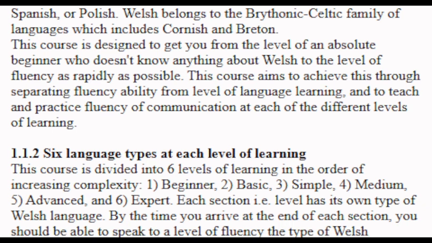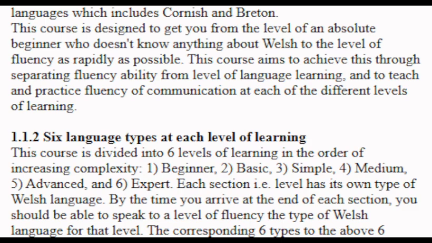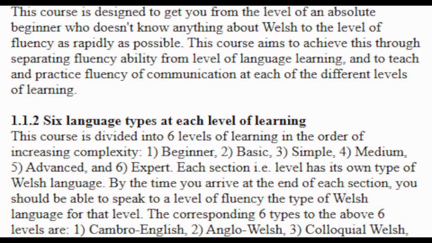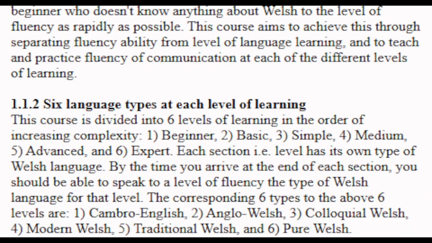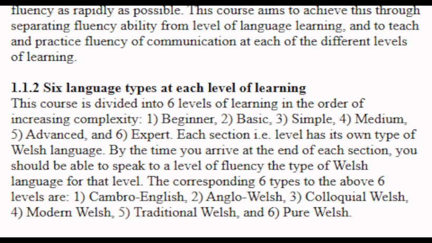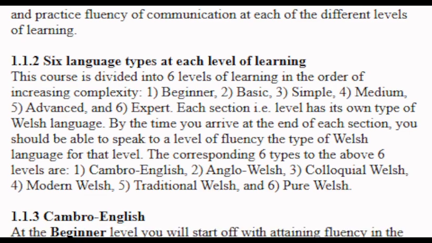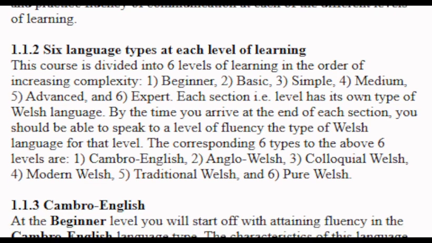6 language types at each level of learning. This course is divided into 6 levels of learning in the order of increasing complexity: 1 beginner, 2 basic, 3 simple, 4 medium, 5 advanced, and 6 expert. Each section, i.e. level, has its own type of Welsh language. By the time you arrive at the end of each section, you should be able to speak to a level of fluency the type of Welsh language for that level. The corresponding 6 types to the above 6 levels are 1. Cambro English, 2. Anglo-Welsh, 3. Colloquial Welsh, 4. Modern Welsh, 5. Traditional Welsh, and 6. Pure Welsh.